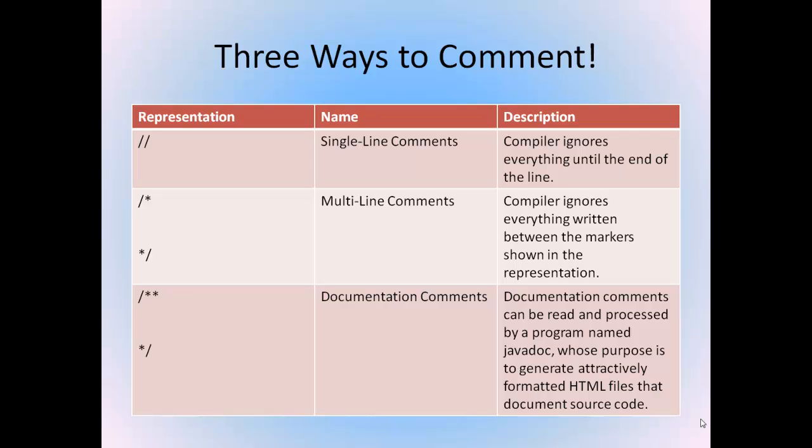Single-line comments are denoted by 2 forward slashes, and the compiler will ignore everything from the start of the comment to the end of the line. Multi-line comments are started with a forward slash followed by an asterisk, and are closed by an asterisk followed by a forward slash. The compiler will ignore everything written between these 2 markers. The last type of comments are known as documentation comments. I've included some information about them in the table, but this is a more advanced subject, best saved for another time. That concludes the second part of my first video in my Java from Scratch series.